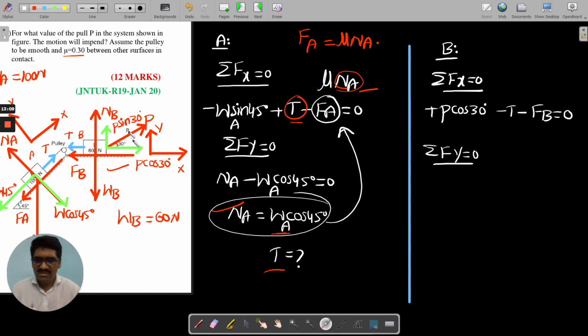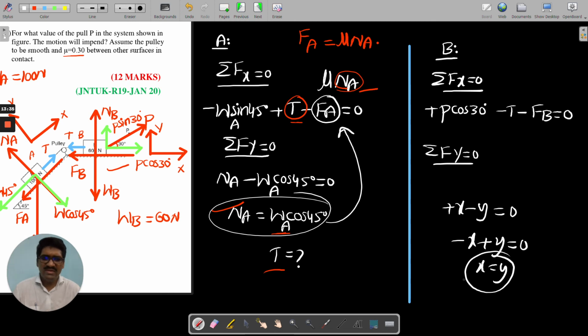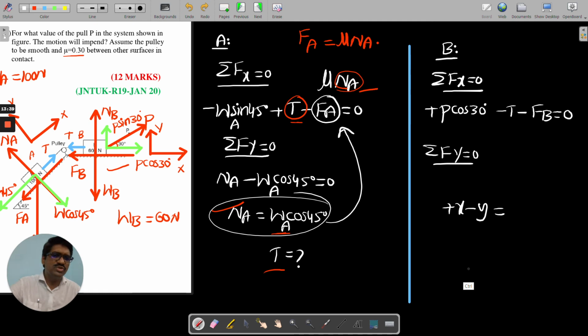What about summation of Fy? Vertical forces. So P sin 30 is acting upward, I am taking it as positive. NB is acting upward, I am taking it as positive. W is acting downward, I am taking it as negative. Upward force positive, downward force negative. Even if you reverse it, you can get the same answer. For example, if I write x minus y is equal to 0, or if you write minus x plus y is equal to 0, both are the same. X will always be equal to y in this case. Therefore, no need to worry about upward and downward force. Anything you can take positive, anything you can take negative.